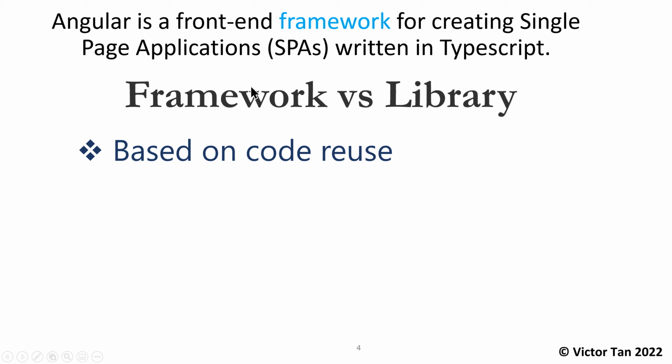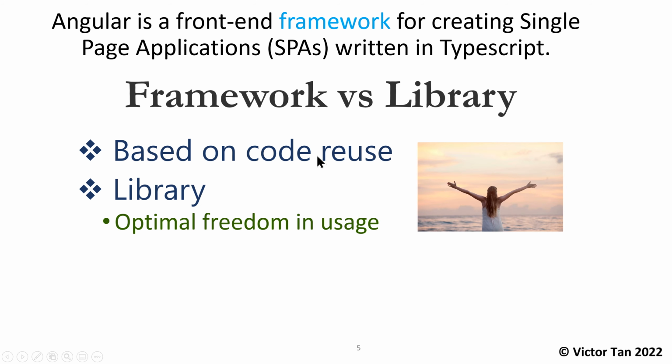Frameworks and libraries both contain commonly used code that is grouped together into functions or modules that enable easy reuse. So it's based on code reuse. Once you have all these functions or modules available to you, you can easily reuse them to build more sophisticated applications. So in that respect, frameworks and libraries are identical to each other. Where is the difference?